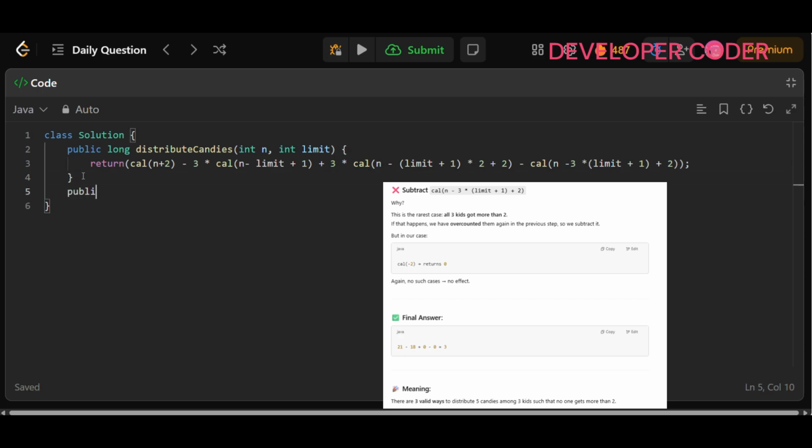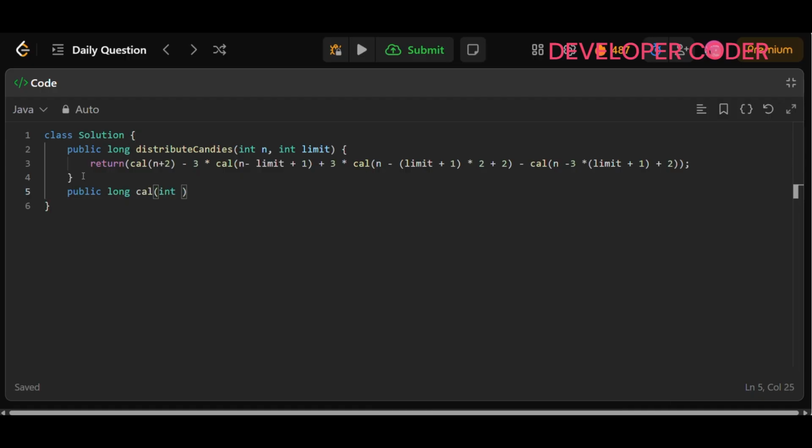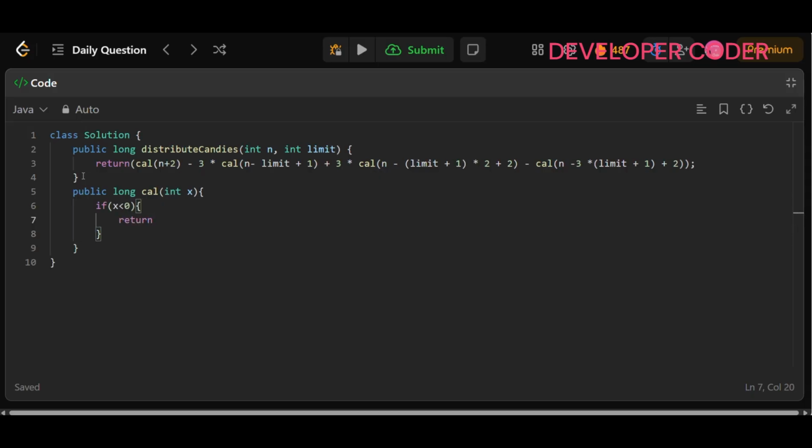Define this method first, public long cal. In our case the bars are fixed too, so I'm simply passing the x value only, and here I'm going to write if x is less than 0, in that case simply return 0. Otherwise, simply return long, x into x minus 1, and divide it by 2.